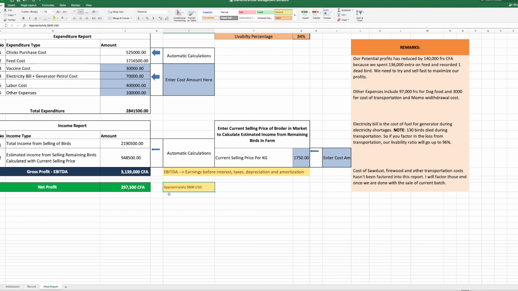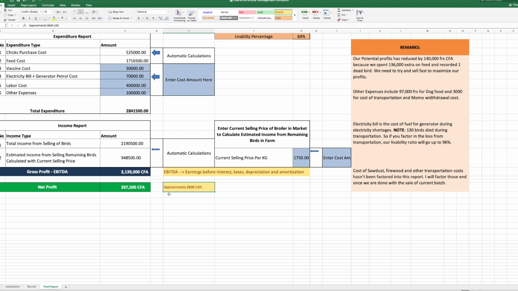But this particular batch, as I said, we made a lot of mistakes. This was our very first batch, but this is the absolute beauty about poultry farming. Even after all those mistakes, we still walk away with profit. We still walk away with 300,000 francs CFA profit after a month and a half, 6 weeks. We sold everything in 6 weeks, and we still walk away with $600 profit.